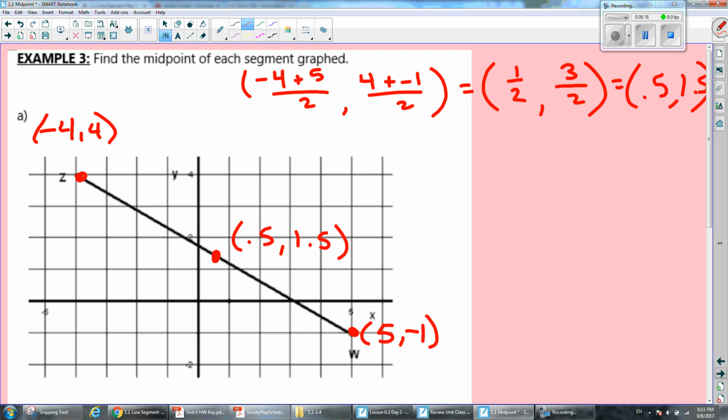Okay, and since it's in the middle, that means our midpoint here, let's just call it X. Segment ZX would be congruent to segment XW. So we're going to mark those in that it's congruent.